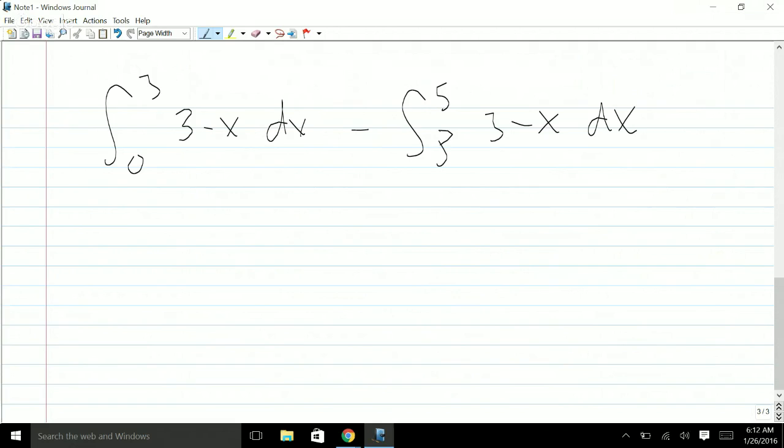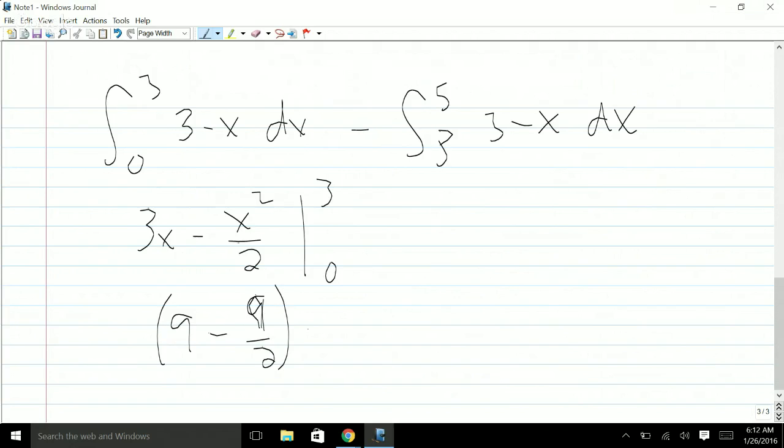Okay, and now it's a simple matter of calculating two integrals and adding them together, or subtracting in this case. So we have 3x minus x squared over 2 evaluated from 0 to 3. That is 9 minus 9 over 2 minus, so that was plugging 3, and now I'm going to plug 0 in, which is 0. So that gives us 9 over 2.